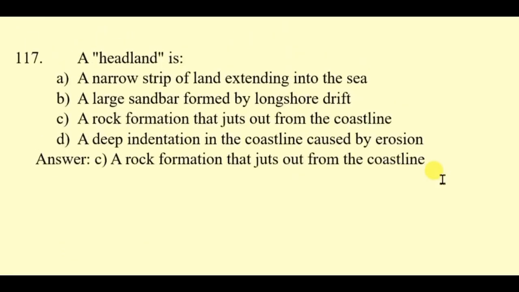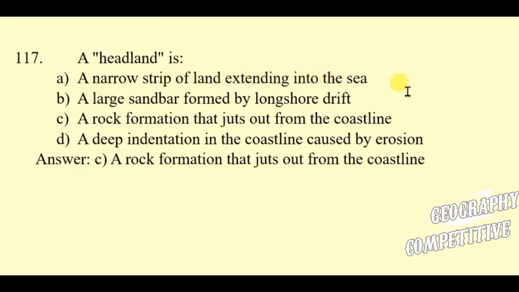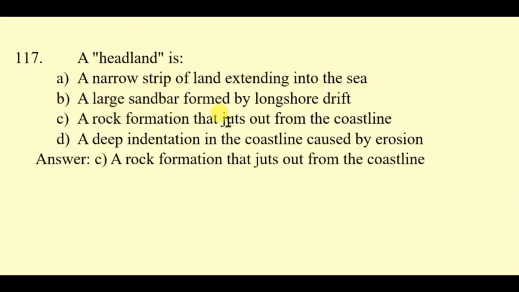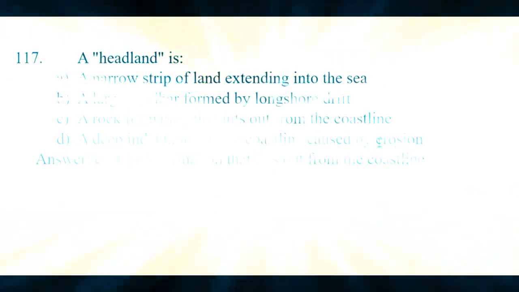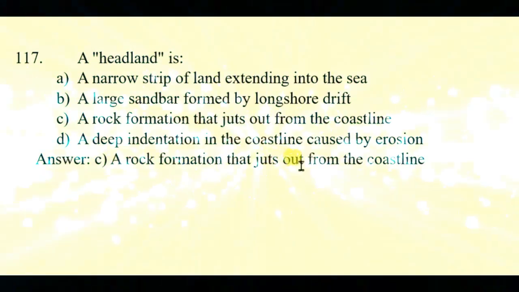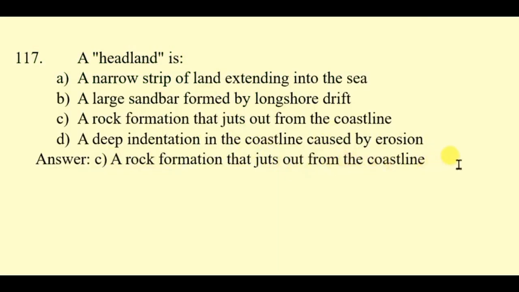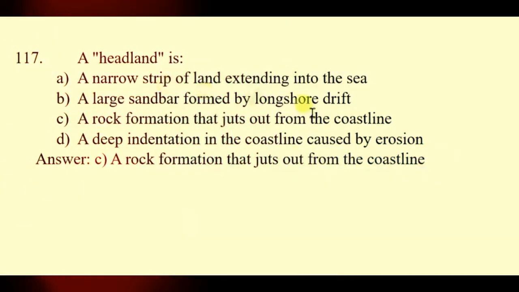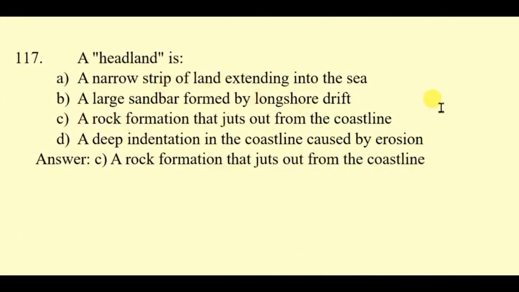Question 117. A headland is a narrow strip of land extending into the sea, a large sandbar formed by longshore drift, a rock formation that juts out from the coastline, a deep indentation in the coastline caused by erosion. Here the correct answer will be a rock formation that juts out from the coastline. This happens in the wave-dominated coastal area where the erosional process is dominant and wave energy is higher than the other parts, and sandbar is related to the depositional processes in the coastal area.